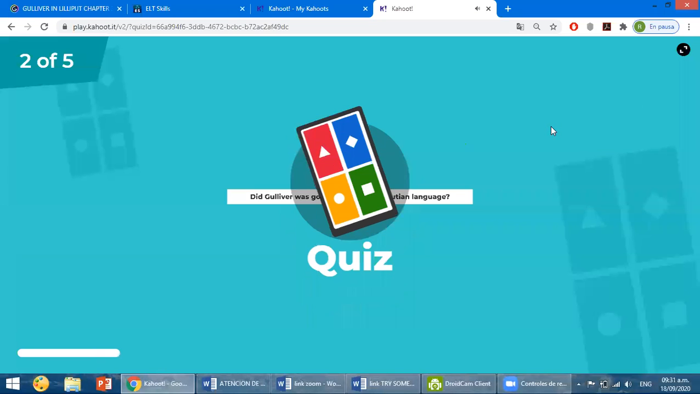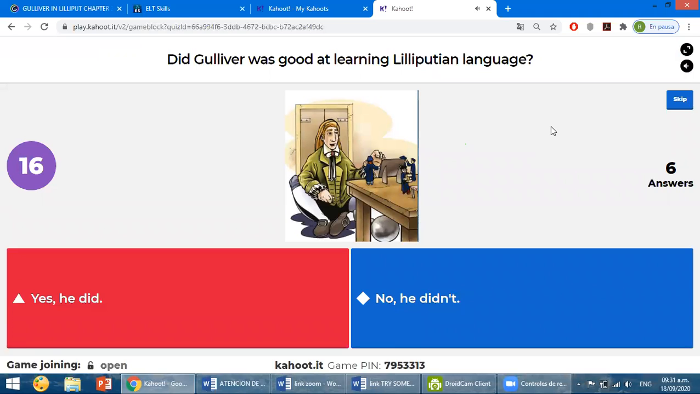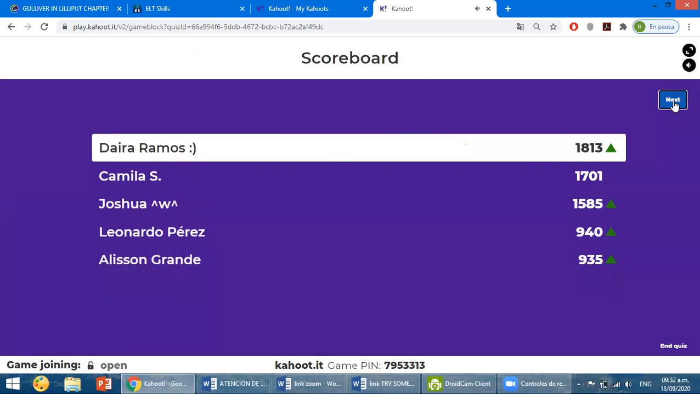Question two. Was Gulliver good at learning languages? Yes or no? Yes, he was. Gulliver was very intelligent. Remember, Gulliver was a doctor. In London, he was a ship doctor. And he says, I love learning languages. Was Gulliver good at learning the Lilliputian language? Yes, he was good. He was a good student.